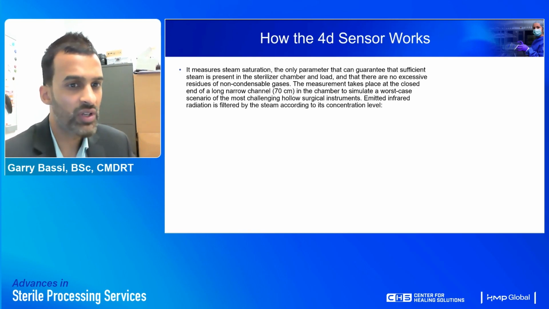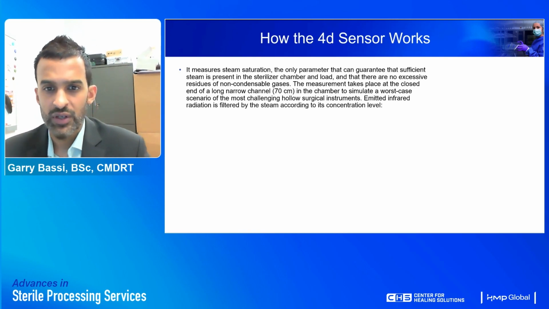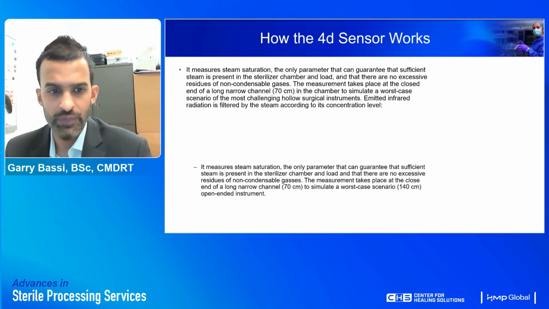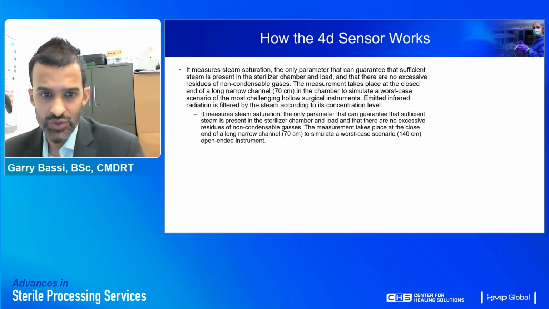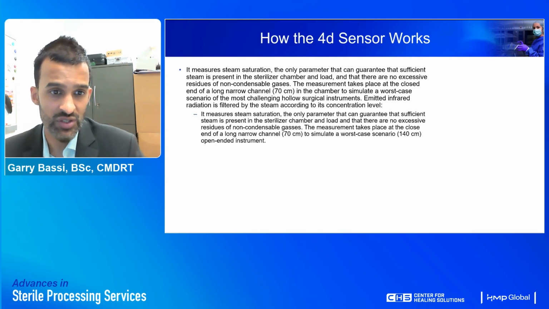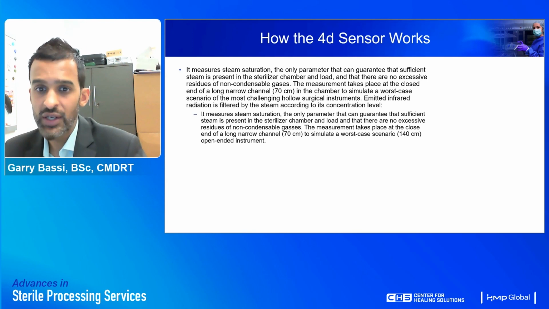The emitted infrared radiation is filtered by the steam according to its concentration value. So it measures the steam saturation, also known as the density of the steam, the only parameter that can guarantee that sufficient steam is present in the sterilizer chamber and the load, and that there are no excessive residues of non-condensable gases. The measurement takes place at the end of the lumen, as we've seen.